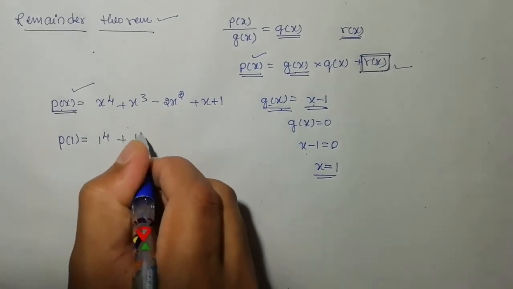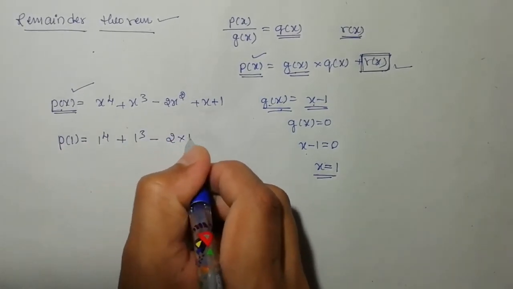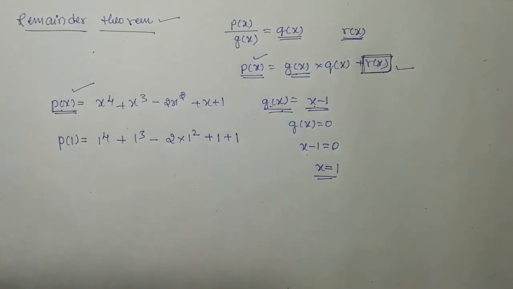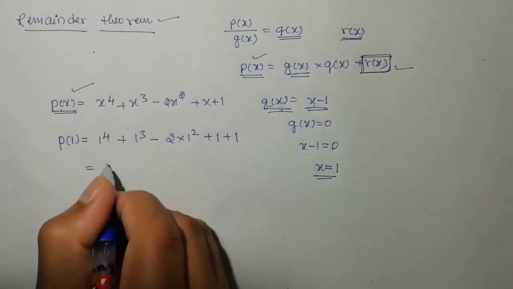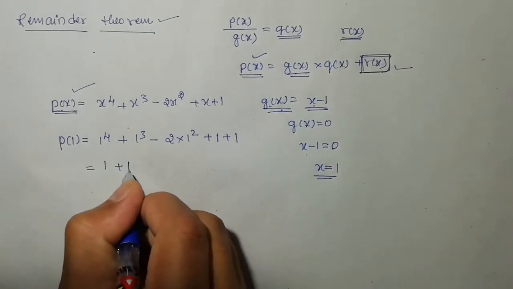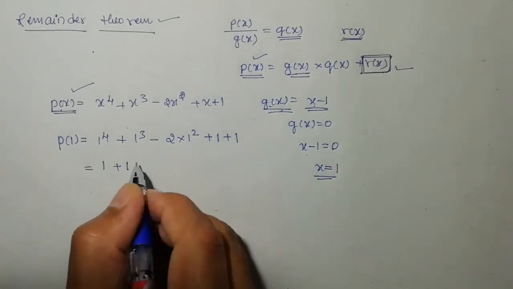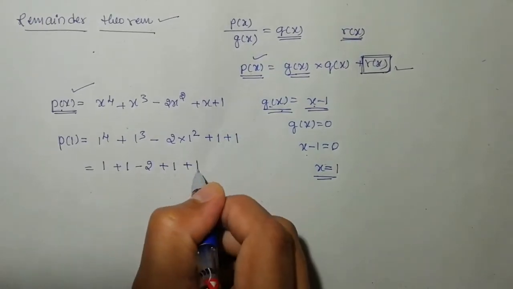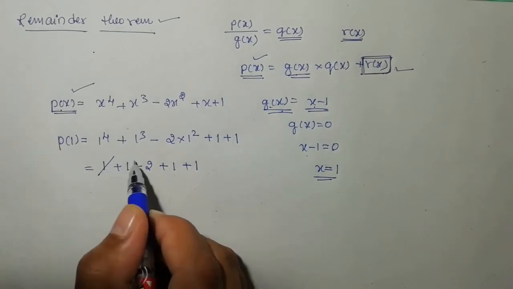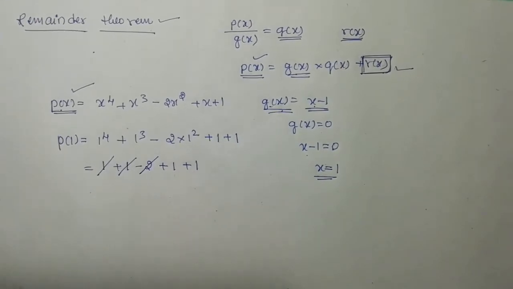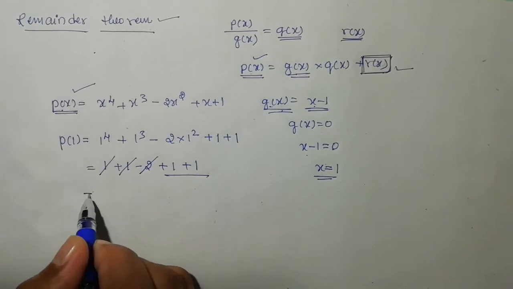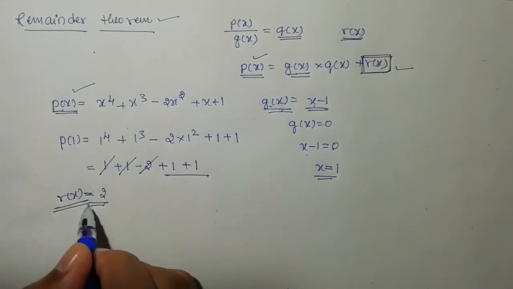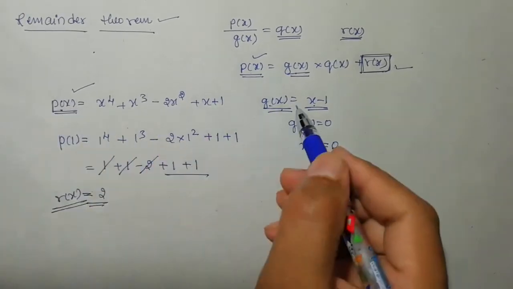p of 1 is 1 power 4 plus 1 power 3 minus 2 into 1 power 2 plus x, which means 1, plus the last 1 as it is. Now simplifying: 1 power 4 is 1, 1 power 3 is 1, 1 square is 1, 1 into minus 2 is minus 2, plus 1, and the last 1. So 1 plus 1 becomes 2, and it gets cancelled with minus 2. What is the remaining thing? Just 2. So this is the remainder when you divide p of x by g of x.